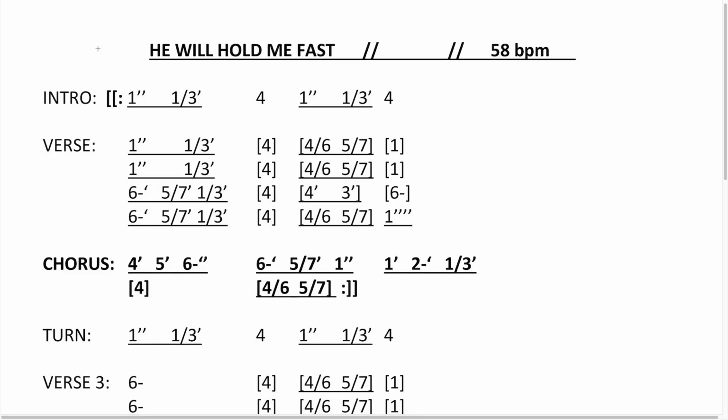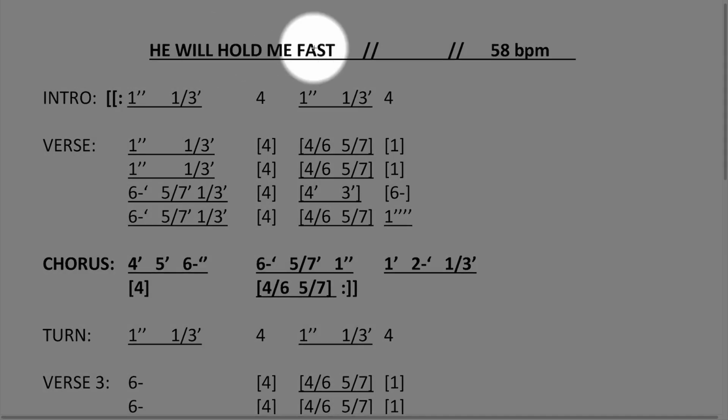What if you're using the number system, which is a very popular way to chart songs? Well, here's another example. This is He Will Hold Me Fast. And let's start here maybe in the verse and take a look at these changes. We have the 1 chord, then we have 1/3, 4, 4/6, 5/7, back to 1.